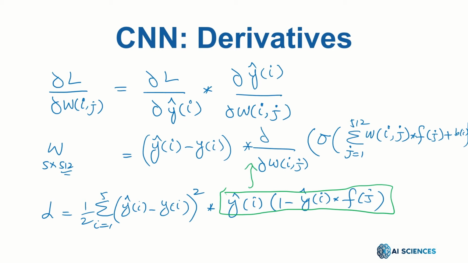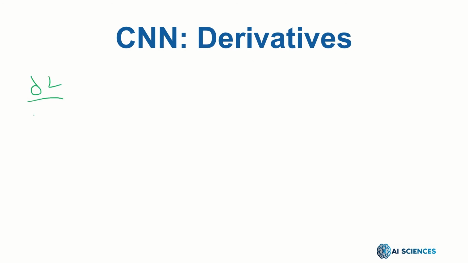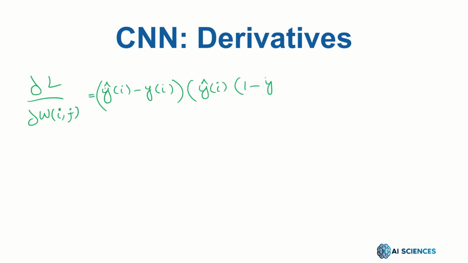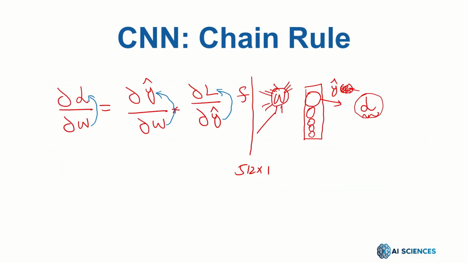So if I rewrite in the next slide, the derivative of L with respect to a particular entry wij is basically y hat I minus yi into y hat I into 1 minus y hat I into fj, and all these things are known, and that's how you can compute the derivatives with respect to every weight, actually with respect to all these weights associated with this.